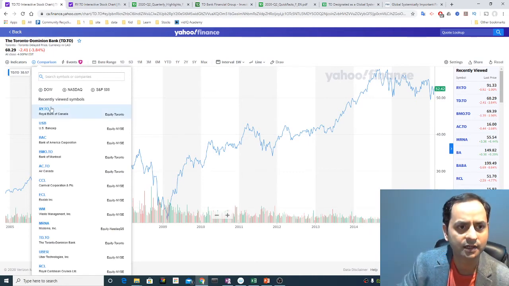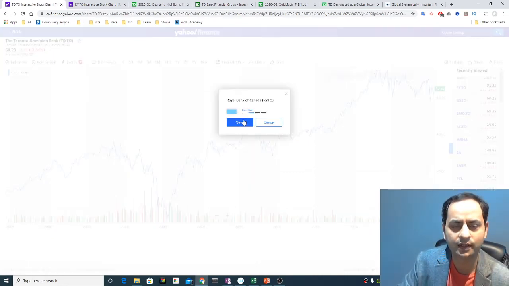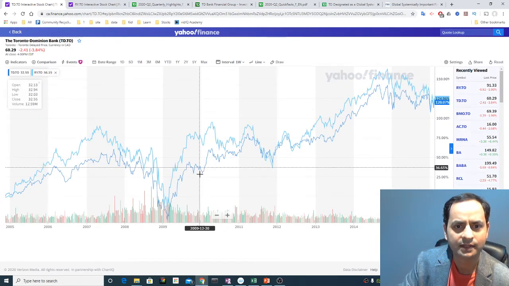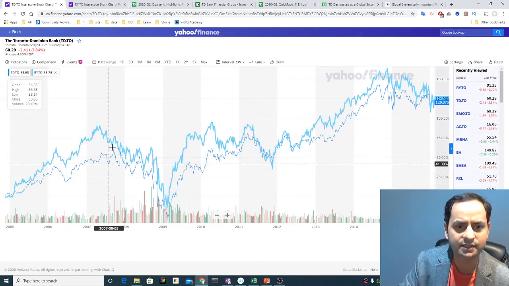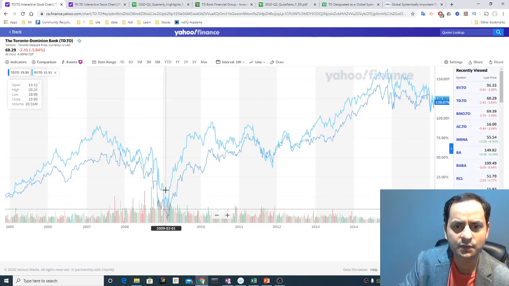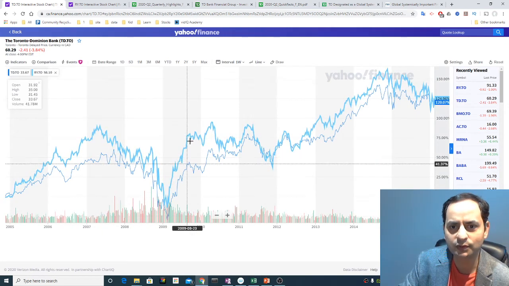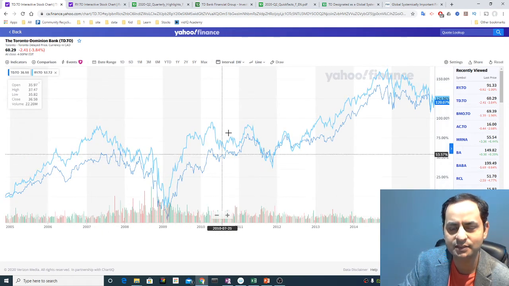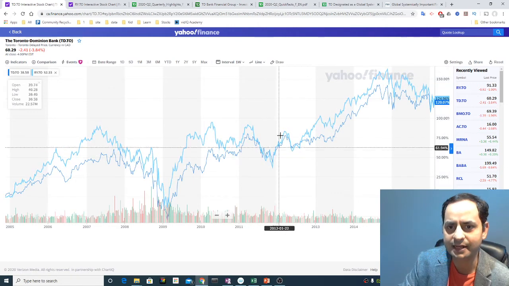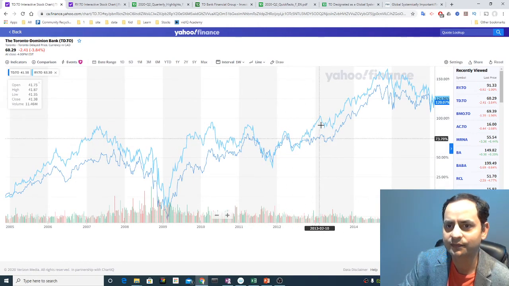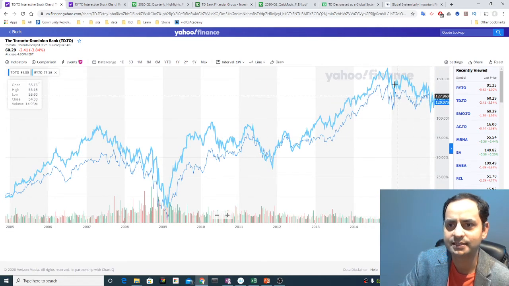Okay, so the first one is RBC. Let's compare with RBCY. Okay, so the top one is the RBC, right? So you can see RBC goes pretty much, both shares follow the same, but RBC is quite high in terms of the pricing, but here you see both follow the same. So that's a little bit surprising, right?